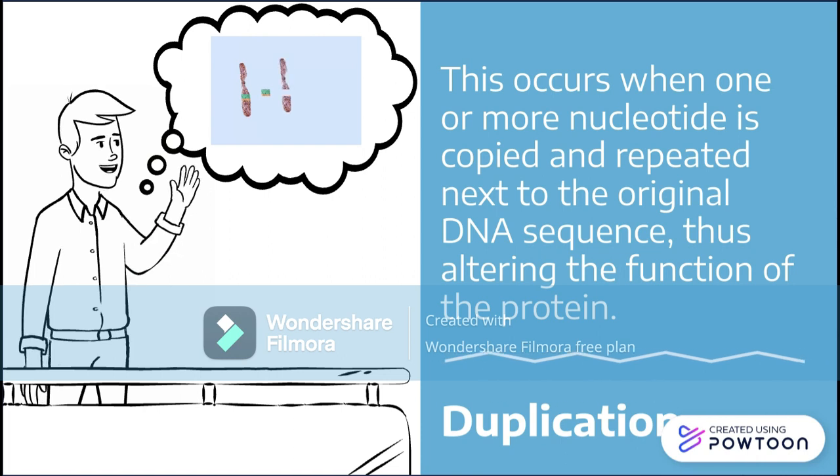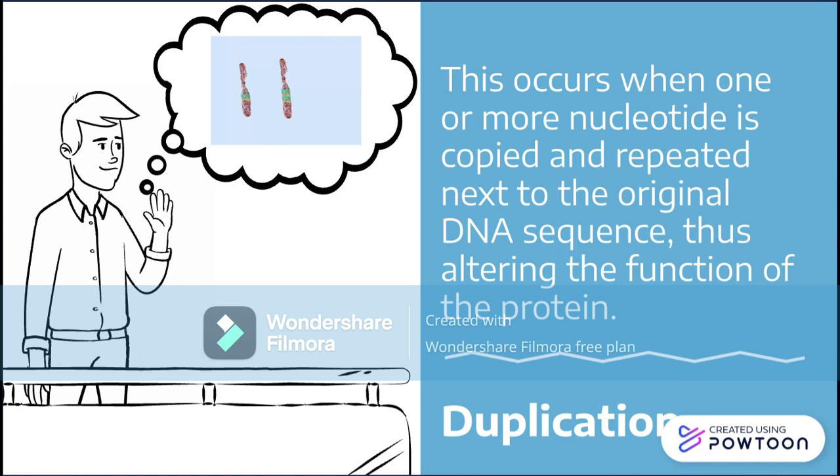Duplication occurs when one or more nucleotides are copied and then repeated next to the original DNA sequence, thus altering the function of the protein itself. As you can see here in the picture, it duplicated itself.